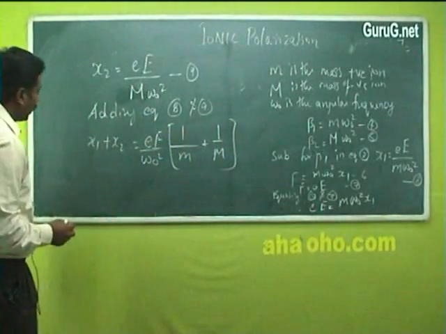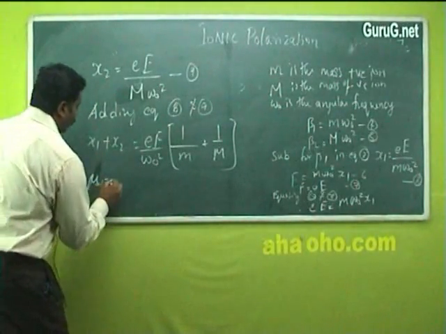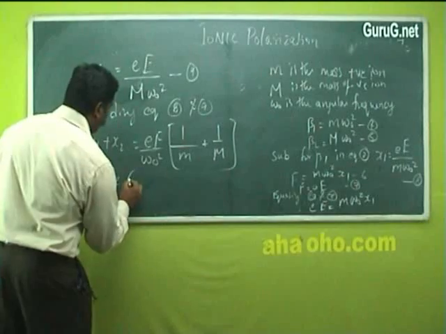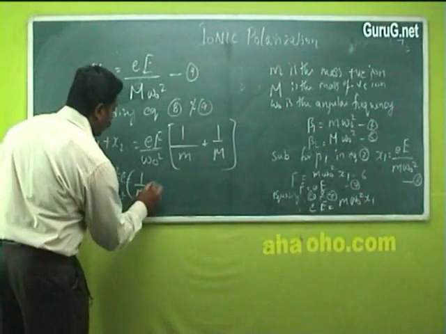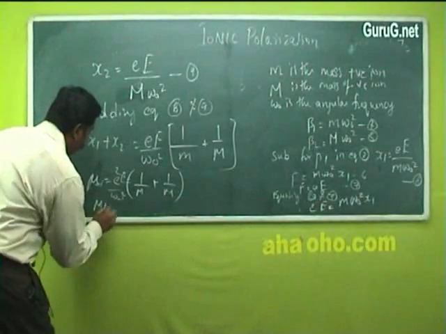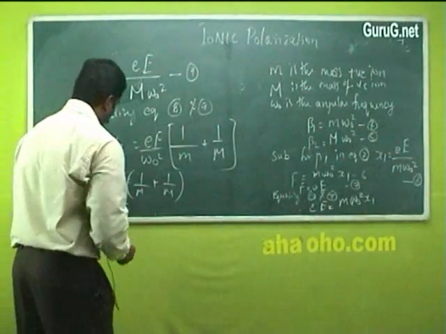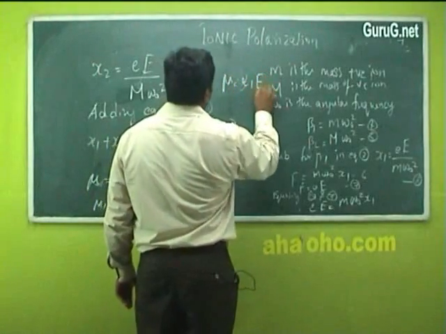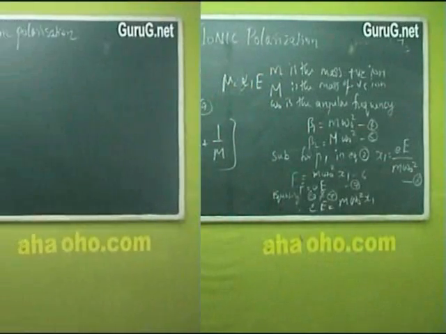So we already know that mu I is equal to e into x1 plus x2, that is equal to e square E divided by omega naught square into 1 by m plus 1 by capital M. Or mu I is directly proportional to E, and mu I is equal to alpha I into E, where alpha I is called the ionic polarization.